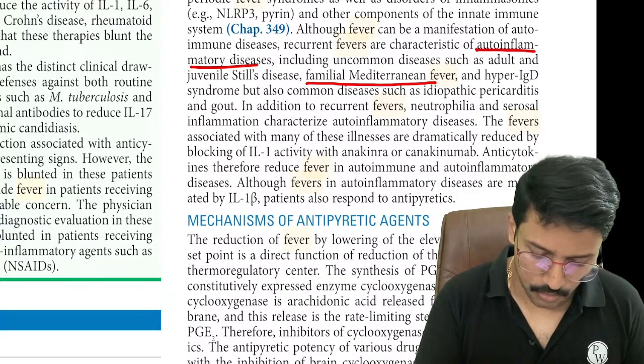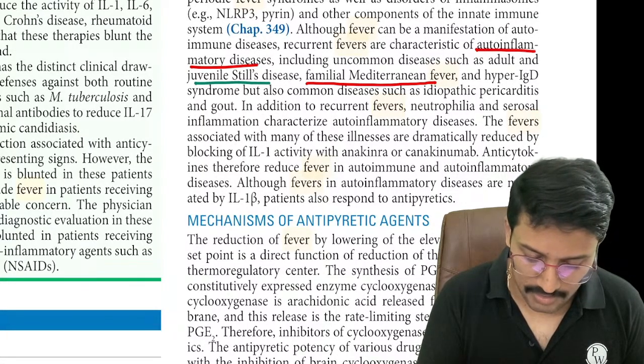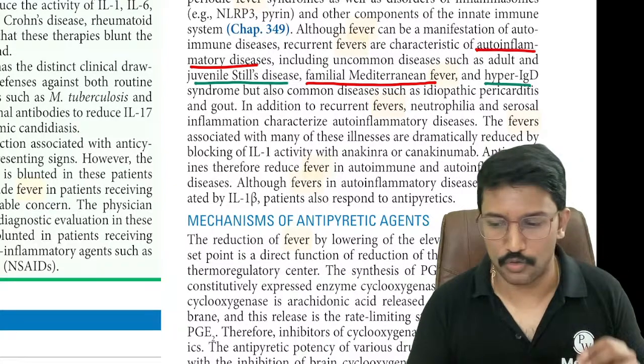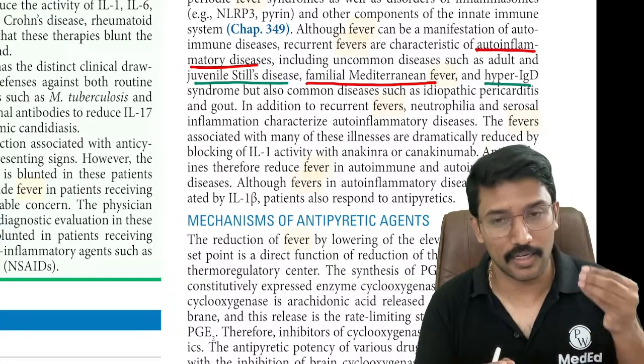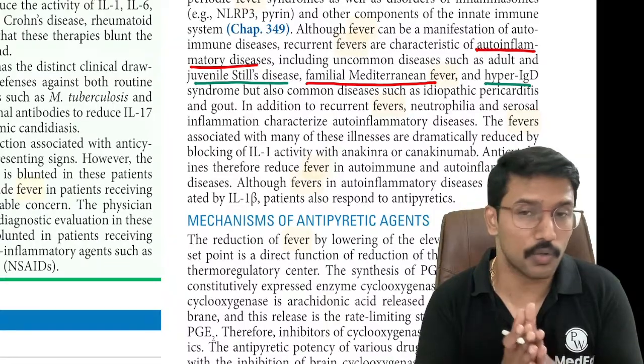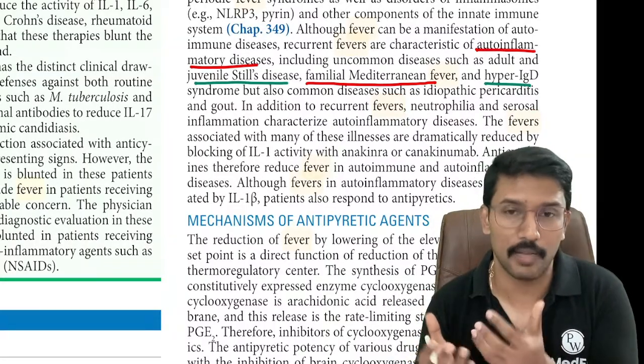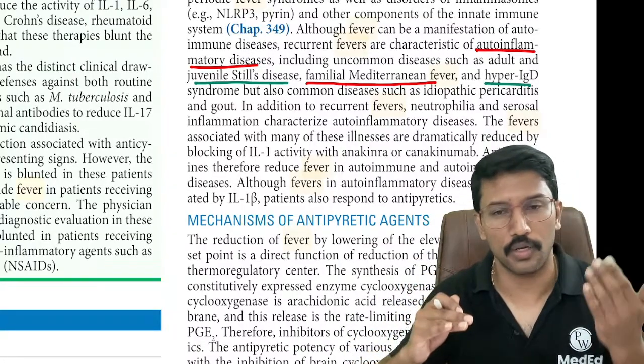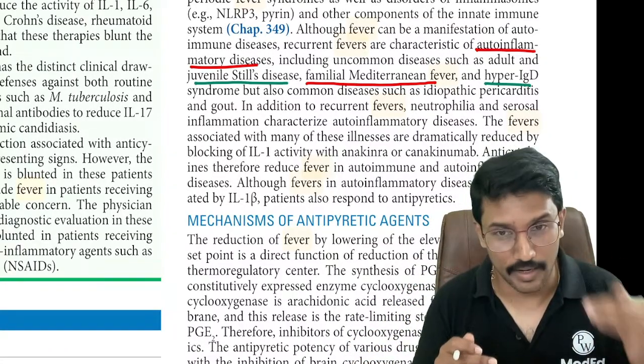Then there is one more condition called adult onset and juvenile onset Still's disease, and hyper IgD syndrome. So these are all autoinflammatory syndromes where directly blocking the inflammatory cytokines makes sense, and there is no role of antipyretics there because primarily the set point is elevated because of elevated interleukin 1 or TNF alpha. So we directly block them.